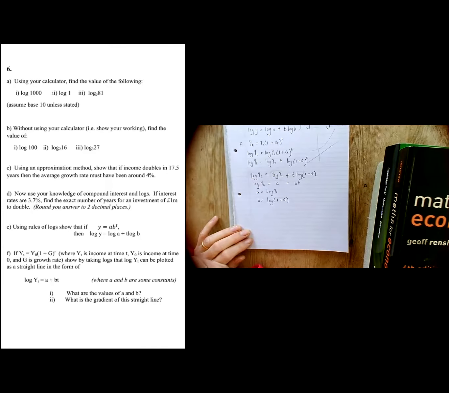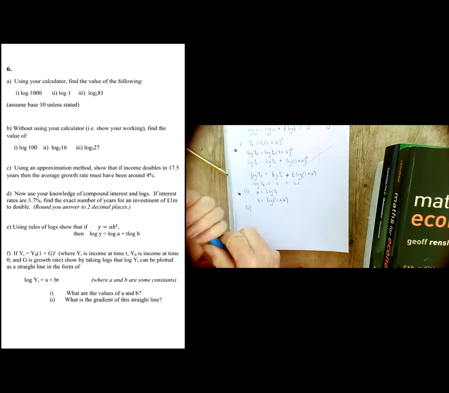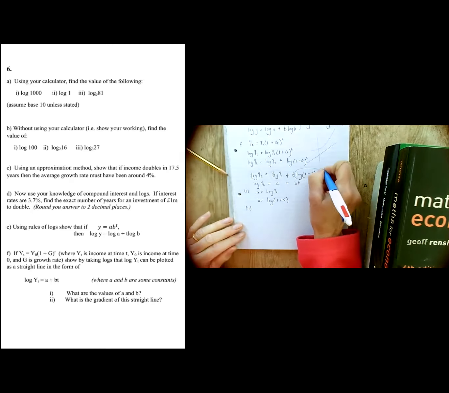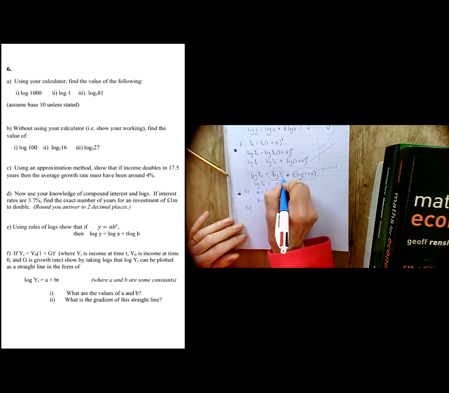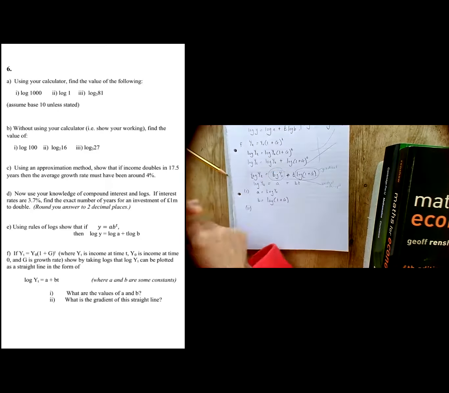So now we've been asked the last bit. What is the gradient of the straight line? If this is indeed a straight line, then hopefully we can see that this is the gradient, because it's the thing multiplied by the variable. And this is the vertical intercept, because it's just a constant, there's no t there.